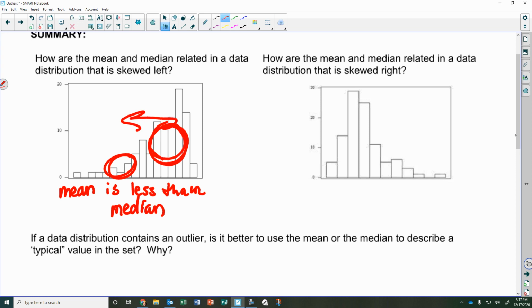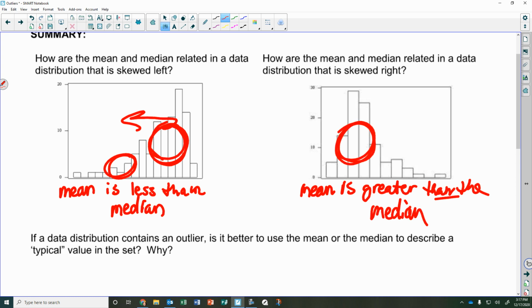All right. Now what happens when it's skewed right? That would mean the mean is greater than the median. Because again, the median is going to be somewhere in here. The mean is going to be somewhere out there. So it's going to pull that to the right, which is why we say skewed to the right.